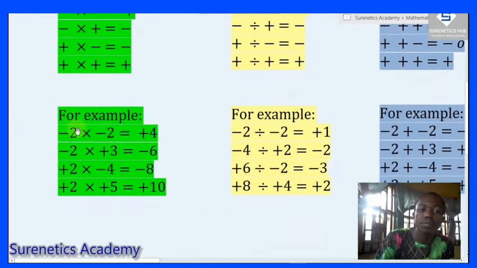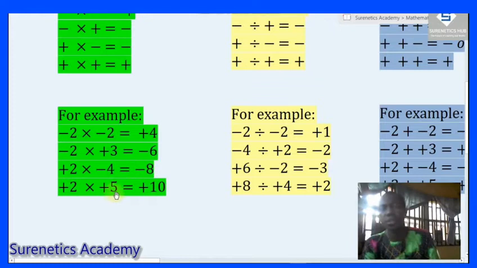For example, you can see when negative 2 multiplies negative 2 here, you get positive 4. And when negative 2 multiplies positive 3 here, you have negative 6. When positive 2 multiplies negative 4, you have negative 8. And positive 2 multiplies positive 5, you have positive 10.